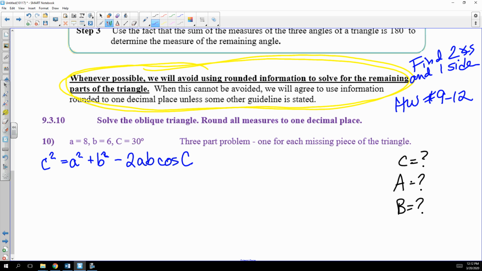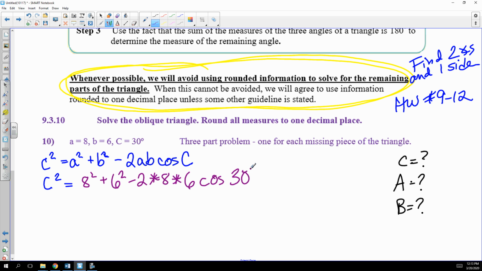I'm going to plug everything in. I'm still looking to find out what C is. If you prefer to type in the square root first, you may, but for right now, I'm just going to plug everything in here and say 8 squared plus 6 squared minus 2 times 8 times 6. I'm going to erase that. I'll take it back. I'm actually going to use the times sign. You don't really need parentheses right here. Cosine of 30 degrees, which is known because that's angle C.